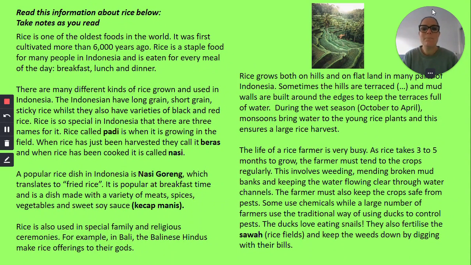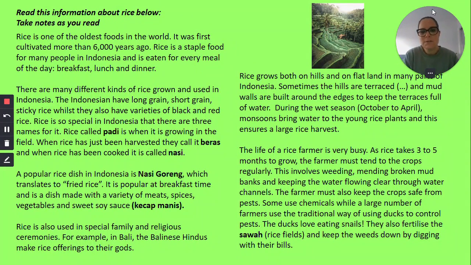Rice is called padi when it's growing in the field. When rice has just been harvested, they call it beras. And when rice has been cooked, it is nasi. A popular dish in Indonesia is nasi goreng, which translates to fried rice. You may have tried it last year. It is popular at breakfast time and is a dish made with a variety of meats, spices, vegetables and sweet soy sauce, which is kecap manis.